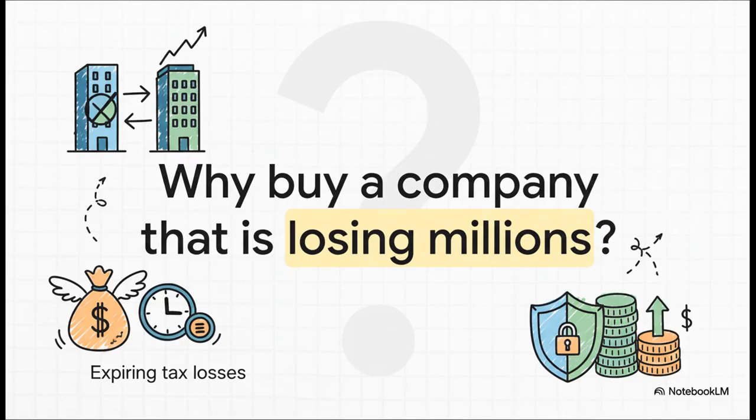So, let's start with the puzzle that gets right to the heart of why these rules even exist. Why on earth would a successful, profitable company go out and buy another company that's just bleeding money? At first glance, it seems completely counterintuitive, right? But the secret often is hidden in the target company's tax history, specifically its accumulated losses, which can be a surprisingly valuable asset if you know how to unlock them.